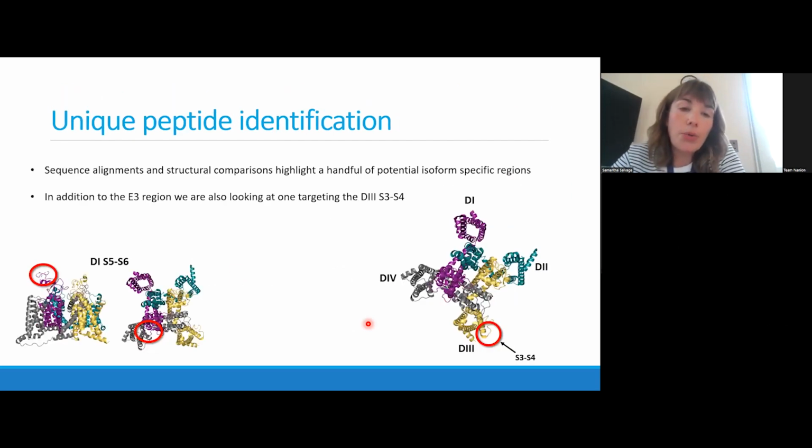So I'm just going to go through this with two structural examples. The first one is the E3 region just mentioned from the prior study. This is the domain 1 S5 S6 loop, to see if we can get the same effect as what has previously been reported for a full IgG. And also another area where we have highlighted a unique sequence in NaV1.5 is in the domain 3 S3 S4 voltage sensor.